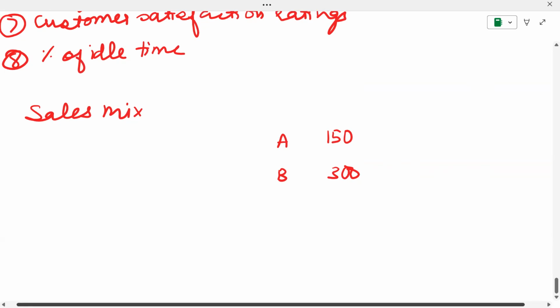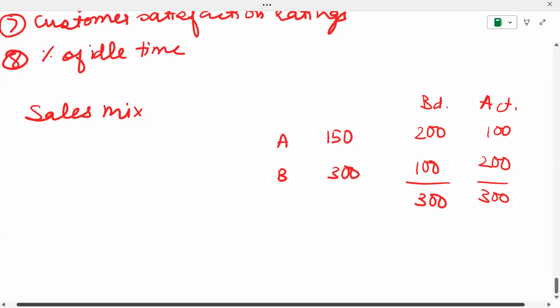Let's suppose I have budgeted to sell 200 units of product A and 100 units of product B. And let's suppose, this is what my budget is. And let's suppose the actuals have been 300 in total, just so that we are able to draw a better comparison. So let's suppose 100 of this and 200 of this.